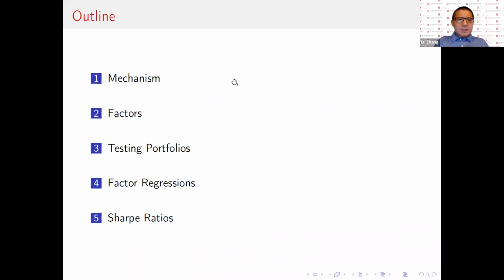In the rest of the presentation, I'm going to first describe the economic mechanism behind the Q factor model, and then I'm going to describe how we construct the factors and the testing portfolios we used in our setup, and report detailed results on factor regressions, including intercepts and factor loadings. Finally, before the conclusion, a little bit of evidence on Sharpe ratios.